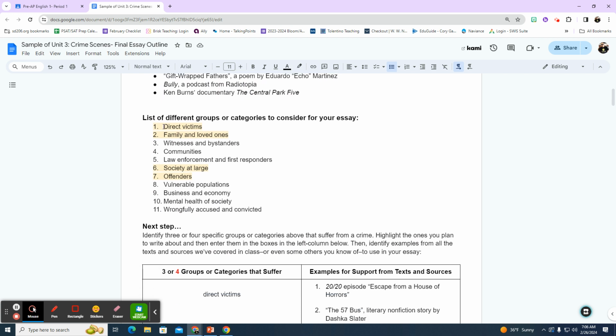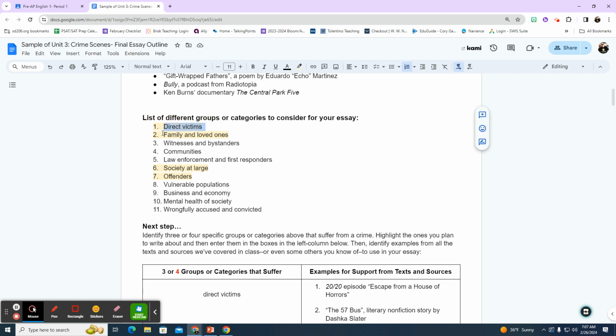Also, previously, you were given a list of different groups or categories, people that might have suffered when a crime is committed. There were 11 different ones that we listed, right? And what you want to do is go back and highlight the three or four that you are going to use in your essay.